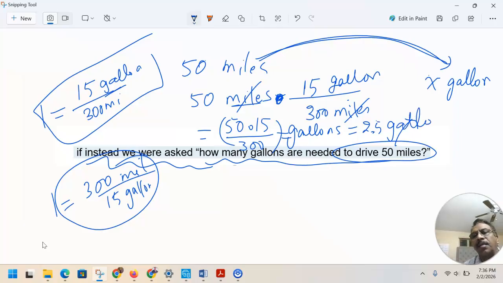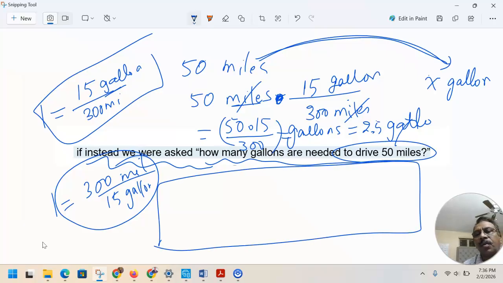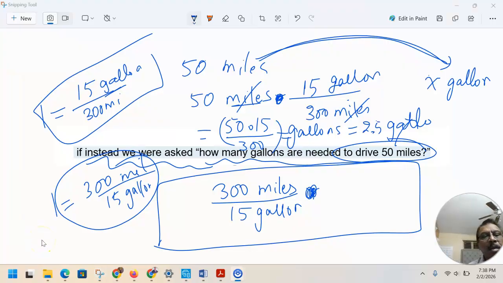So I hope I'm making sense. There would be another approach also. You can start with whatever they gave us. So they gave us 300 miles for 15 gallons. You can start with this rate also. You begin with whatever that is, and then multiply by what the question asks. I think we should go for another example. So start with the easy ones, and then we'll build up, because I don't want to confuse you with too much stuff in the same example.